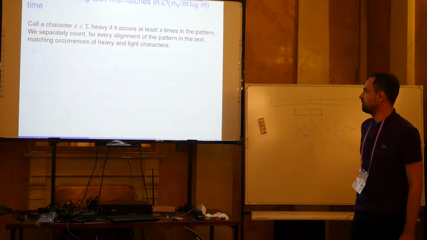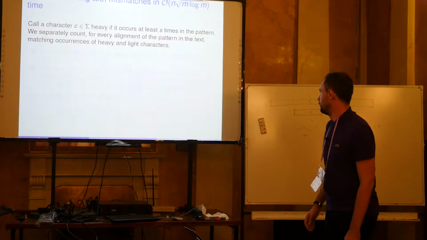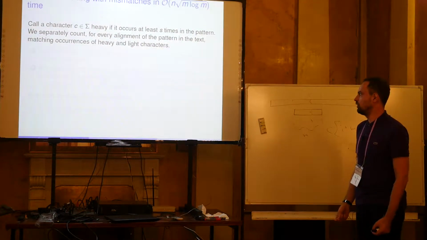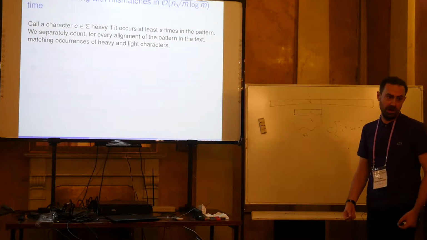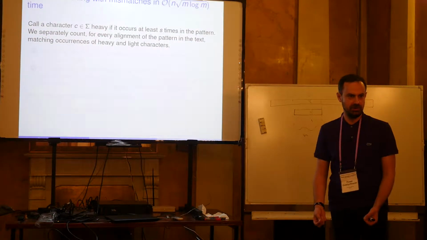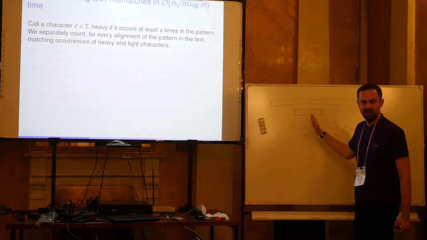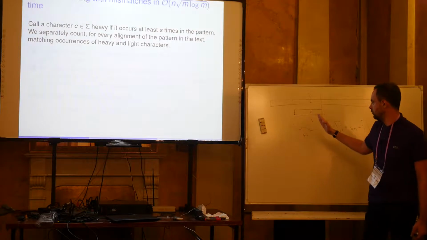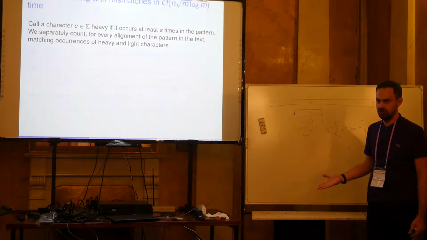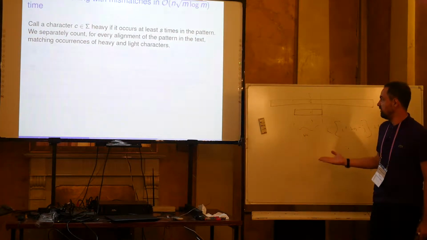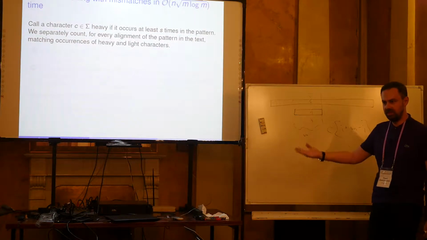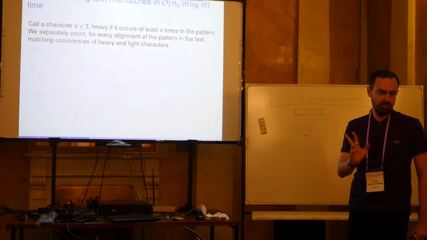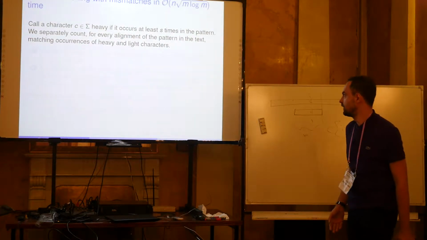And we separately count, for every alignment of the pattern in the text, how many matches you get from heavy characters and how many matches you get from light characters. So for each alignment you want to compute this one number, which is the number of matching pairs of characters. And you split this number into two numbers. The heavy characters contribute to one of them, and the light characters contribute to the other. And by summing up those two numbers, you will get the result.